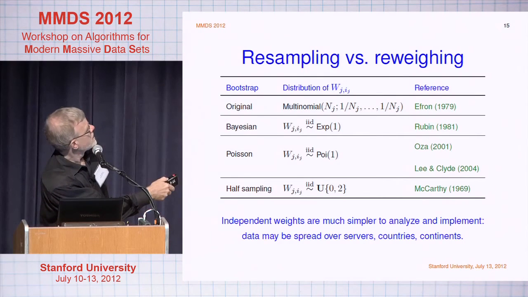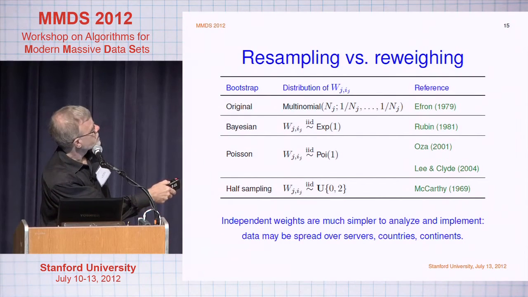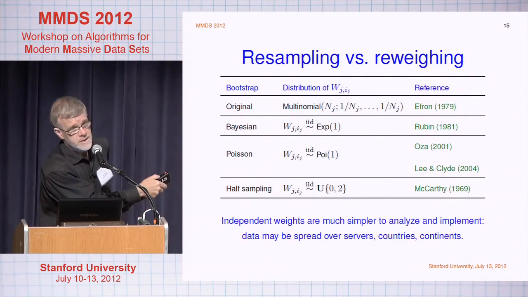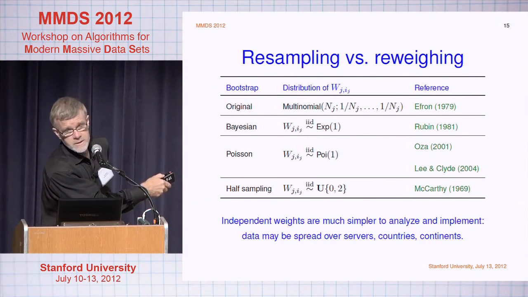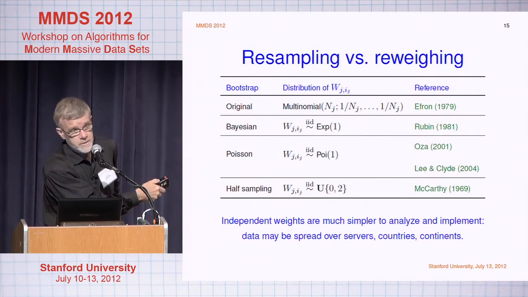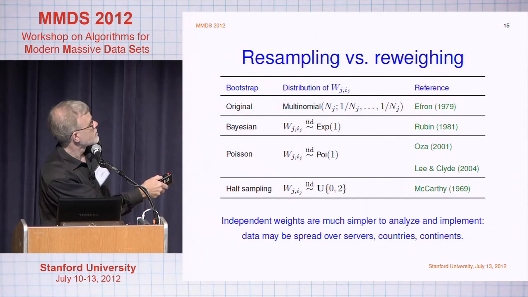And another approach is to just do half sampling. You toss a coin. If it's heads, the data point gets weight 2. If it's tails, the data point gets weight 0. And pretty much anything you can do with the bootstrap, you could just do by this double or nothing trick. The same justification theorems will go through. This is actually the one that we like the best.